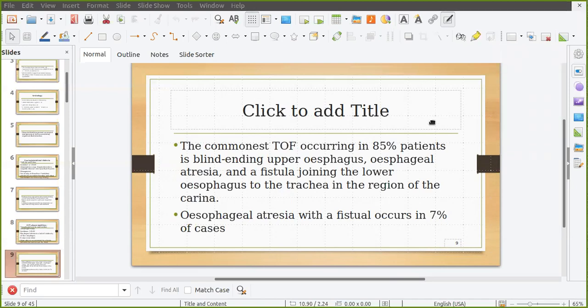There is a blind ending of the esophagus. Sometimes there's an esophageal fistula, with the fistula joining the lower esophagus with the trachea and the carina. Most of these occur in 7% of cases.